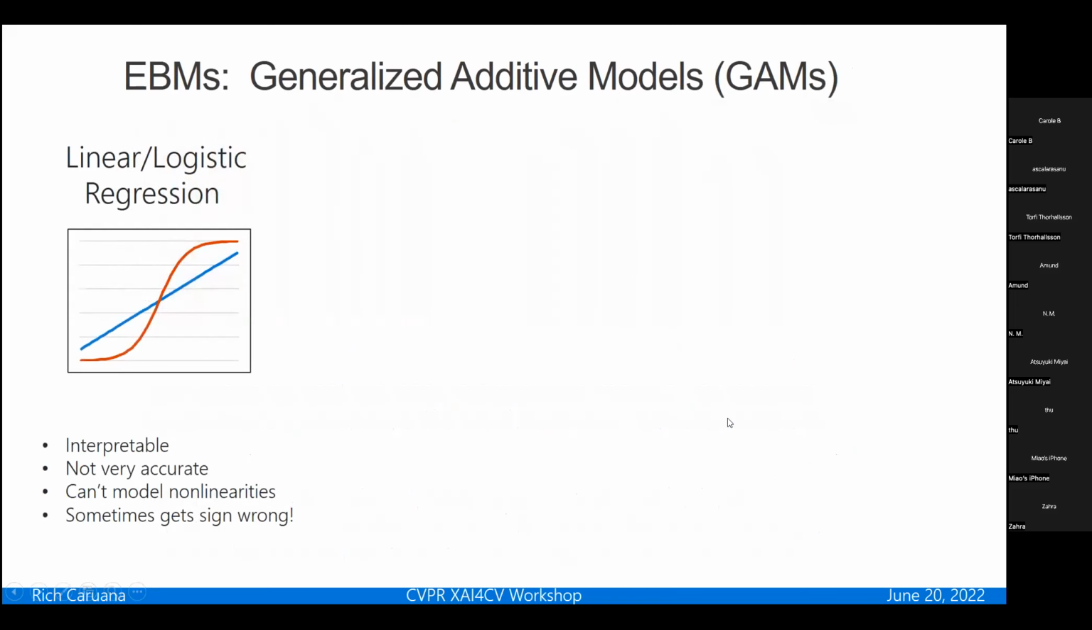Okay, let me tell you what these generalized additive models are. On the left here, we have linear logistic regression. These are the simplest additive models. They're very interpretable because they're very straightforward. They're not as accurate as we would like because they can't really model nonlinearities. And sometimes, by the way, these things struggle to fit the data so much that they actually get the sign of some of the terms wrong because they're trading off errors of poor fit on some terms with error of poor fit on other terms, and they actually get the signs wrong.